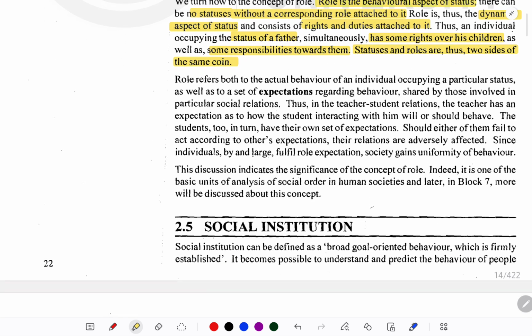Role refers both to the actual behavior of an individual occupying a particular status as well as to a set of expectations regarding behavior shared by those involved in particular social relations. Thus, in the teacher student relations, the teacher has an expectation as to how the student interacting with him will or should behave. The students too, in turn, have their own set of expectations. Should either of them fail to act according to others' expectations, their relations are adversely affected. Since individuals by and large fulfill role expectations, society gains uniformity of behavior.